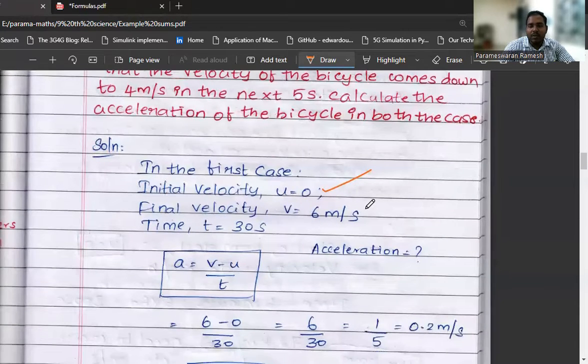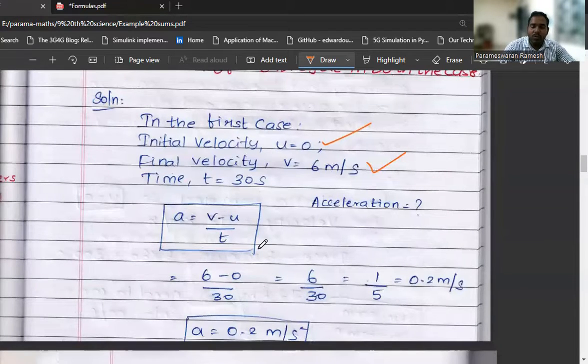And final velocity is equal to 6 meter per second. So we know the formula for acceleration. What is the formula for acceleration? Acceleration is equal to v minus u by t. In the first video, if you go back and see, the formula session has been discussed. In that, a is equal to v minus u by t.